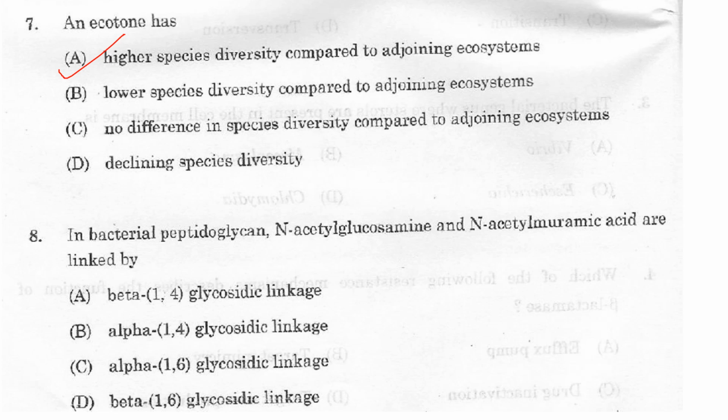In bacterial peptidoglycan, N-acetyl glucosamine and N-acetyl muramic acid are linked by beta-1,4 glycosidic linkages. Answer is option A.